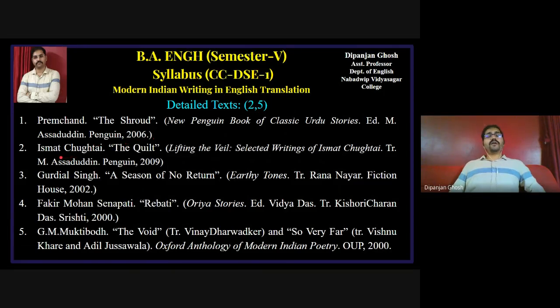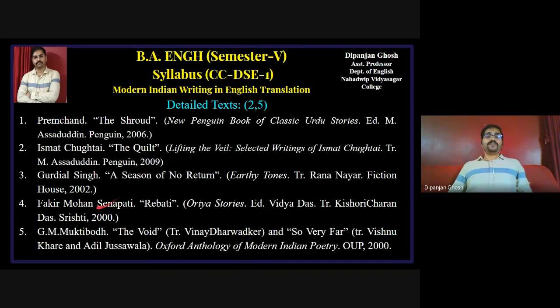The second text was a very significant and famous text, The Quilt, written by Ismat Chughtai. You see, Lifting the Veil, selected writings of Ismat Chughtai. It was also translated by M. Asaduddin, and published by Penguin in 2009. So either you have to buy these books for this one single text, or if you think academically, you will find a treasure house there. Why? Because there is not only the Quilt, but also other texts written by Ismat Chughtai, and these were very significant. You know, Saadat Hasan Manto and Ismat Chughtai, these two names have been pronounced in a single tune. That's why these are very important texts.